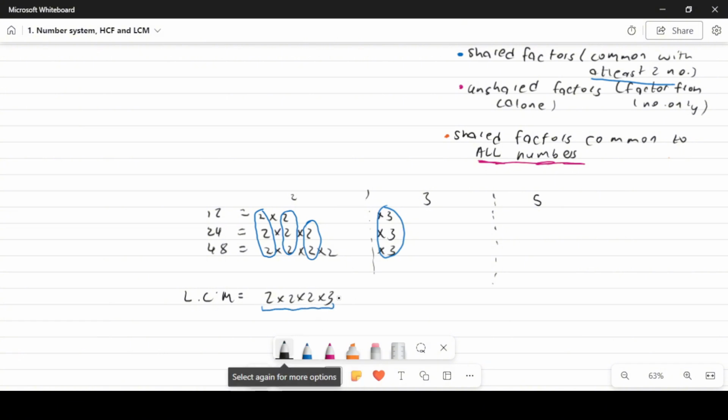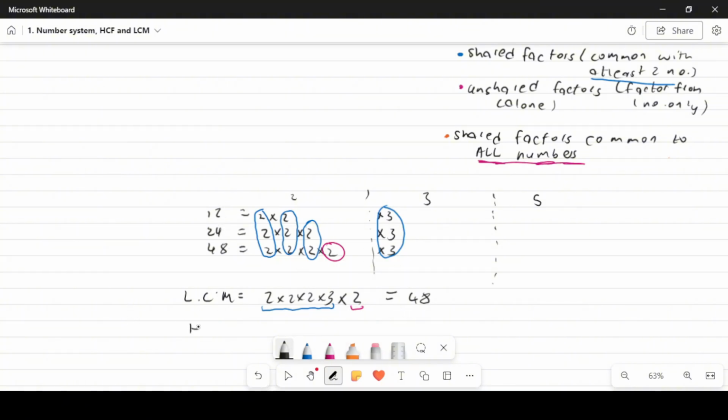And what do we do to get the LCM? We multiply that by the unshared factors. What is or are the unshared factors? It is 2. So I multiply by 2. That's your unshared factors. And therefore, if we multiply this out, 2 times 2 times 2 times 2 times 3 is 48. So the LCM between 12, 24, and 48 is 48.